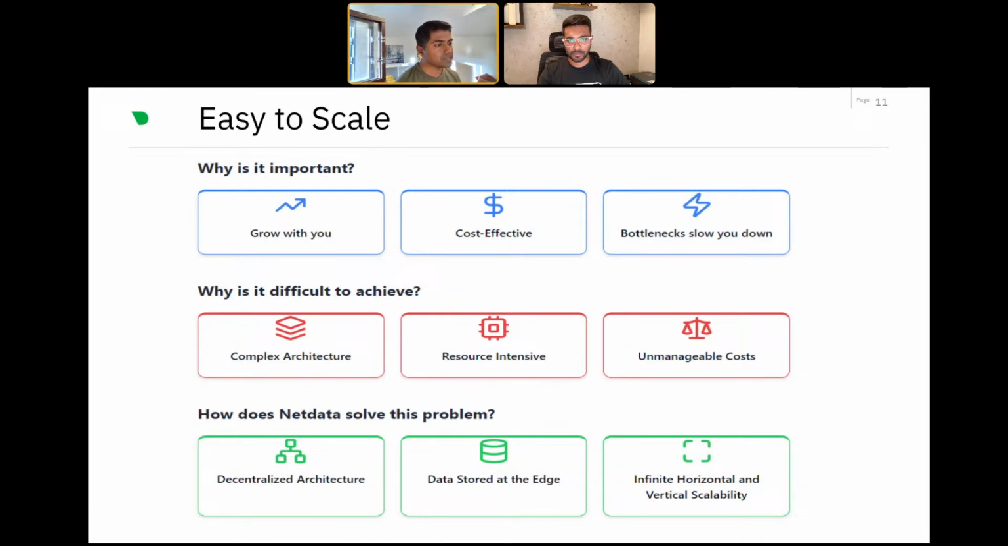And what this allows us to do is that, in theory, we can scale horizontally or vertically almost infinitely, right? As long as there's enough resources for running your Netdata agents, which you will have because this is your infrastructure, this is what you're trying to monitor. It really enables you to just keep scaling.